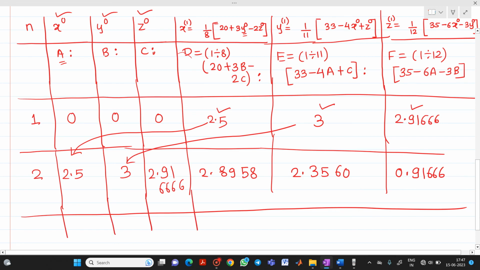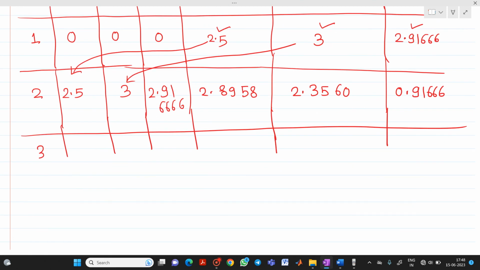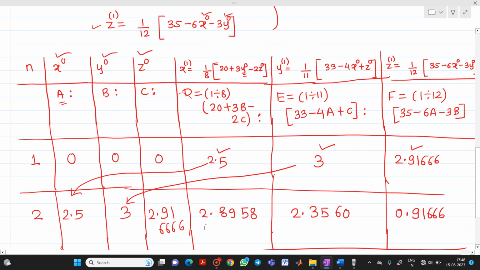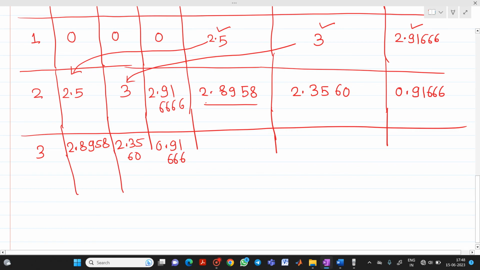Whatever answer I got in iteration number 2, I need to take it as the initial approximation for iteration number 3. Means what is the value of your x? This was the value of x1, 2.8958. So I have to write it here in the position of x, 2.8958. This will be 2.3560. This will be 0.91666. So again open your calculator, press CALC.